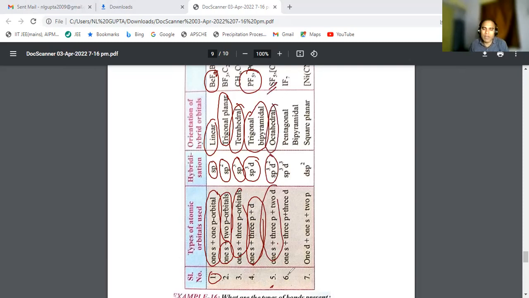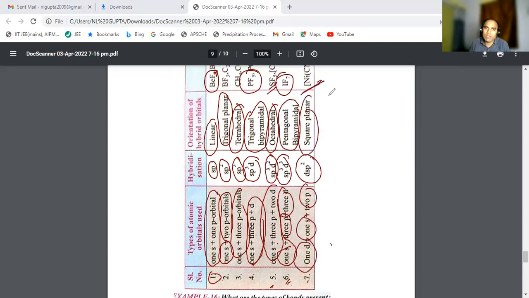One more they have given, but they don't ask the 6th and 7th. 1s orbital, 3p orbitals, 3d orbitals: so sp3d3, this is called pentagonal bipyramidal. IF7 is the only example. Another is, if you talk about 1d, 1s, 2p, so this is dsp2, square planar, and the example is Ni(CN)4.